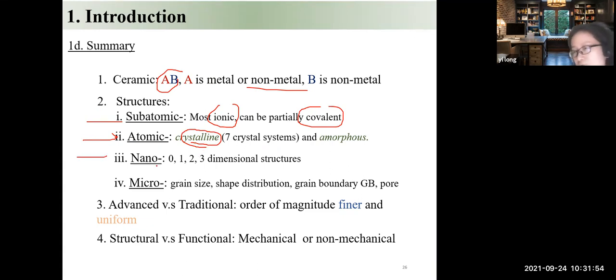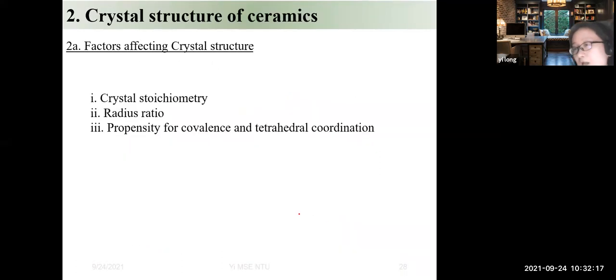The nano, you have 0, 1, 2, 3. And the micron, you need to determine grain size, shape, boundaries, pores, and so on. Advanced and traditional: one orders of magnitude finer and more uniform. And the structural and the functional. Structural is mechanical and functional is non-mechanical. And also we said these are the 3 factors affecting the crystal structures.